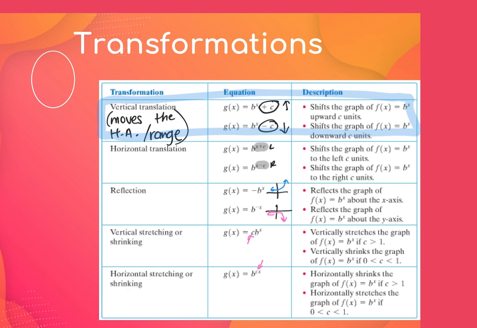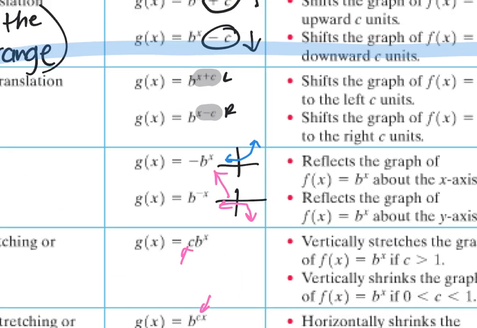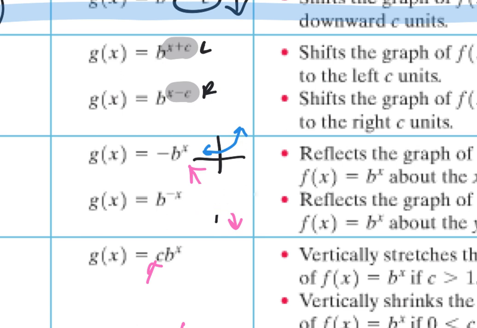That flips it. Oh, sorry, this flips this one. Let me put them next to each other. The negative on the front flips it over the x-axis, okay? Like it literally flips it upside down.